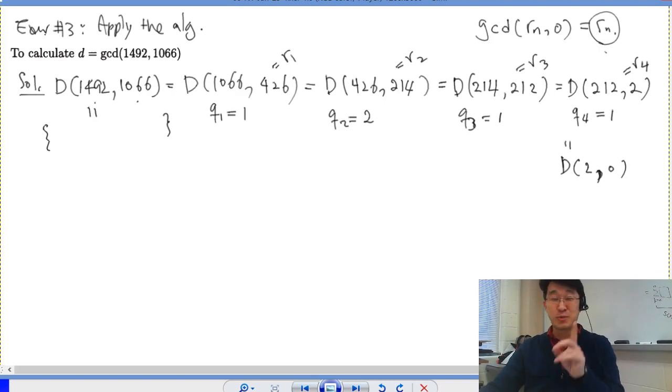All right, let me challenge you with one more question. Can you write down all the elements in the common divisors of 1492 and 1066? Can you? All the divisors, just by staring at it. I know plus or minus 1 is always there. That's the easy one. Plus or minus 2. Do you see a few more?